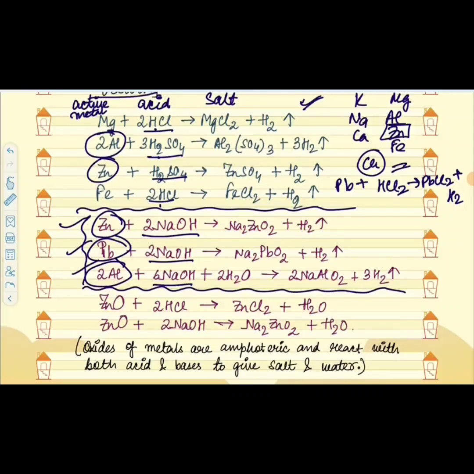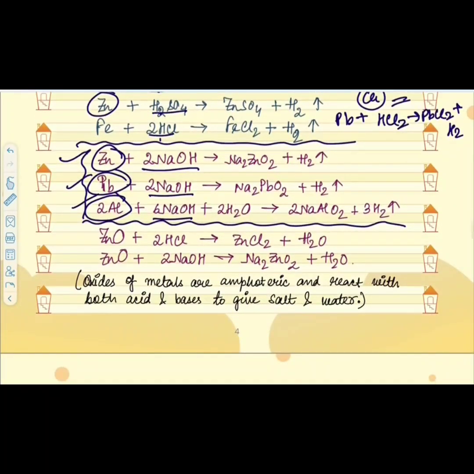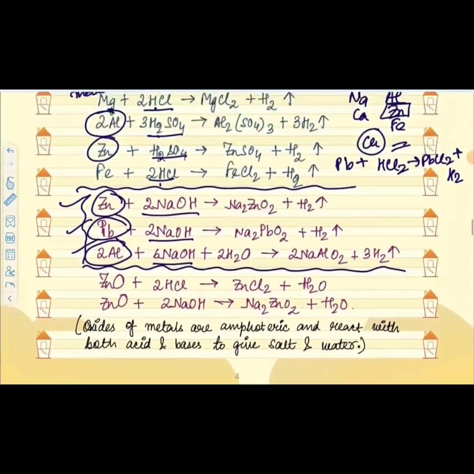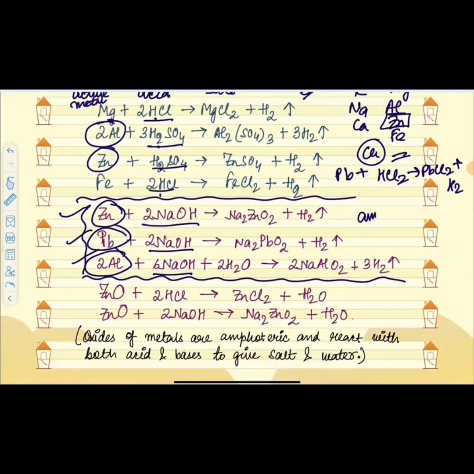So we have common metals which react both with acid as well as alkali to form hydrogen gas. These are known as amphoteric metals. So write down over here, amphoteric metals. Amphoteric metals react both with acid as well as alkali to form what? Hydrogen gas.